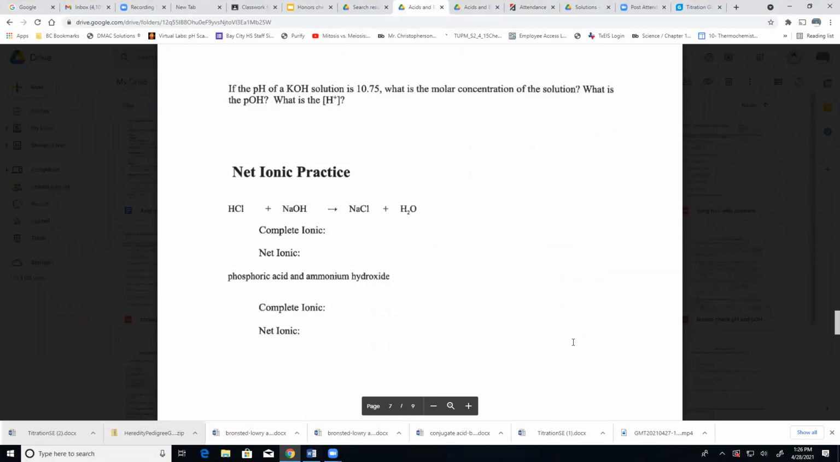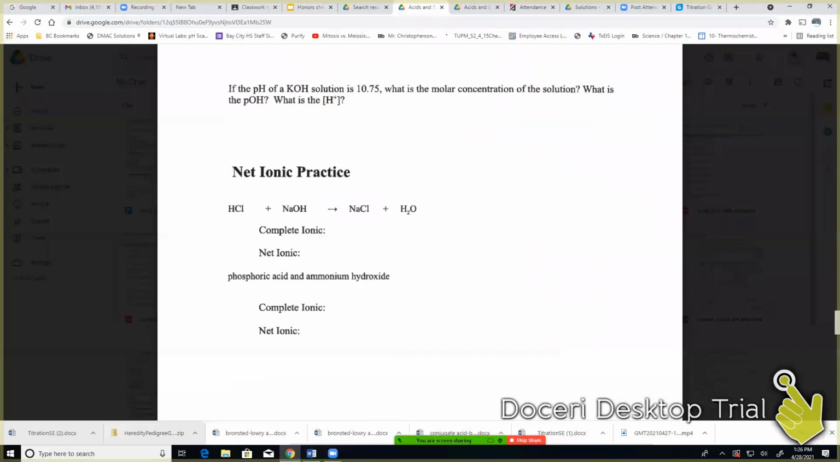So the next one, the last one, I want y'all to give it a try, and we'll talk about it a little bit. I know the pH, and that's potassium hydroxide, so that's a base. So it's asking what is the molar concentration of the solution. So that's asking what is my hydroxide concentration, what is the pOH, and what is the H plus concentration.